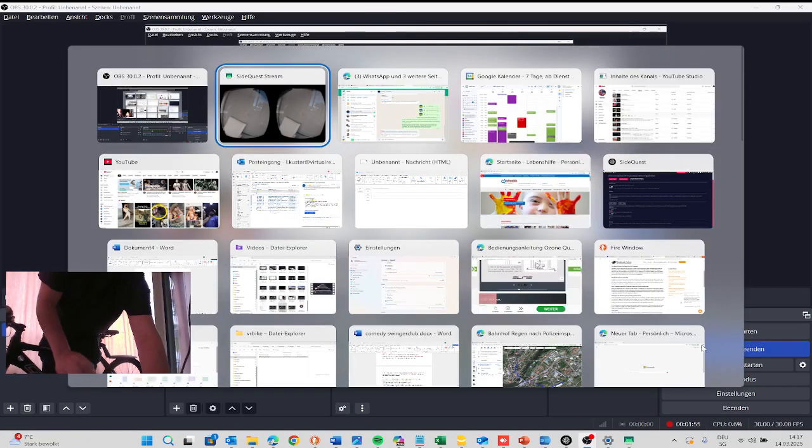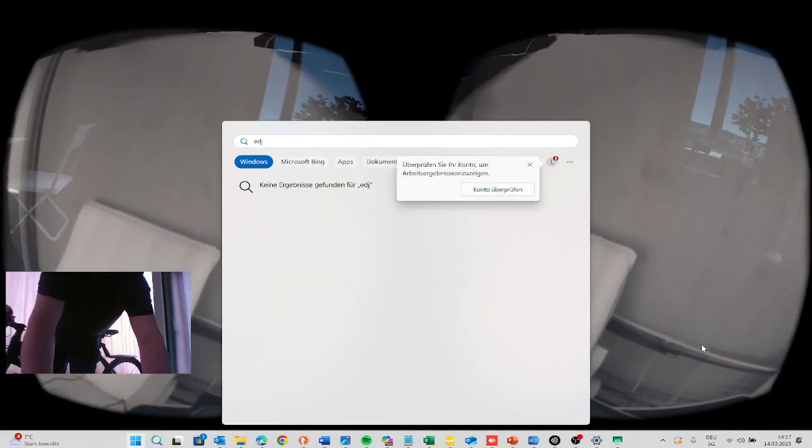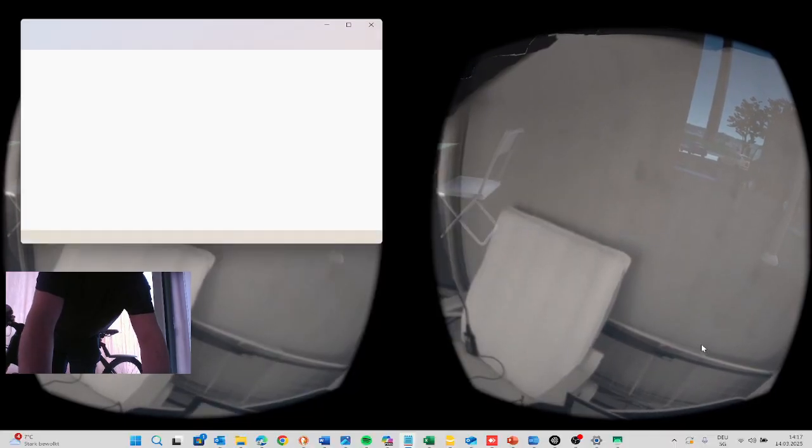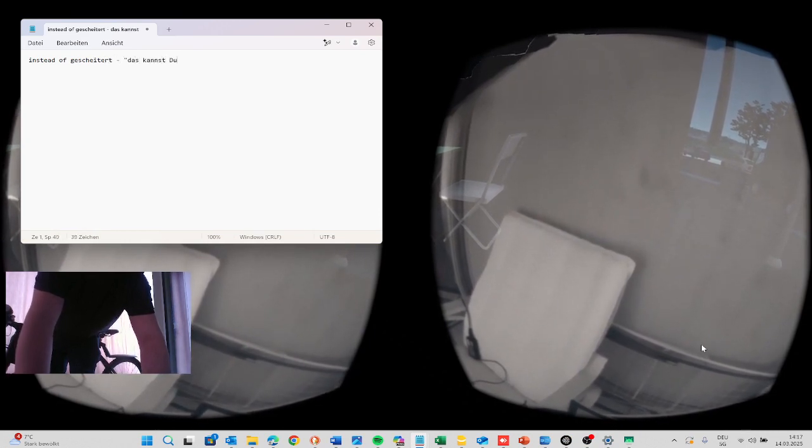Here we should mention instead of gescheitert, das kannst du besser. One second. Ah, fuck. Mann, das ist dumm, ehrlich. Auf gescheitert. Das kannst du. Das geht noch.